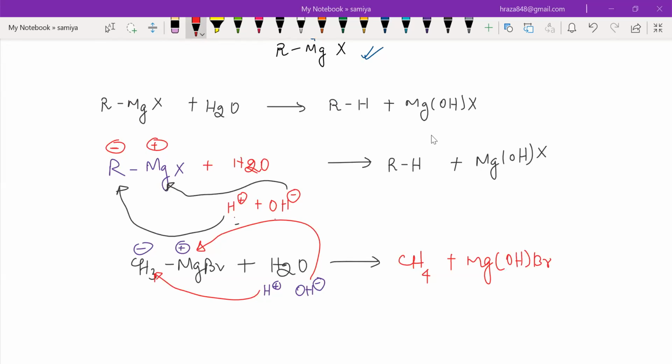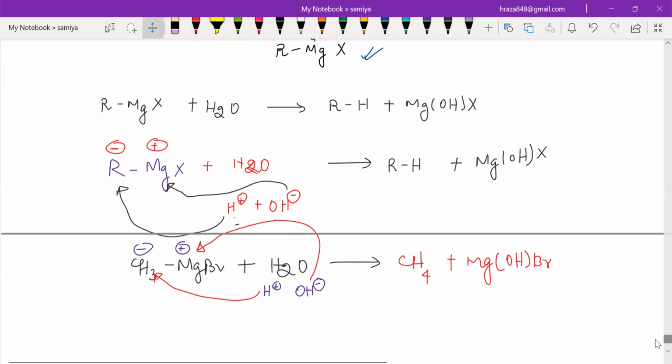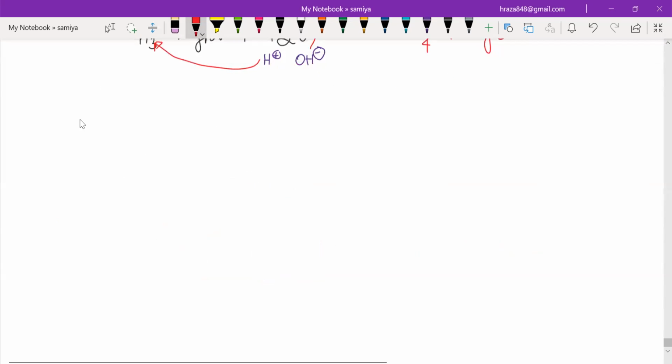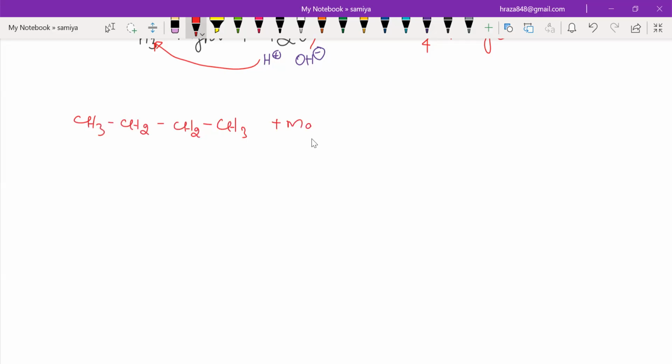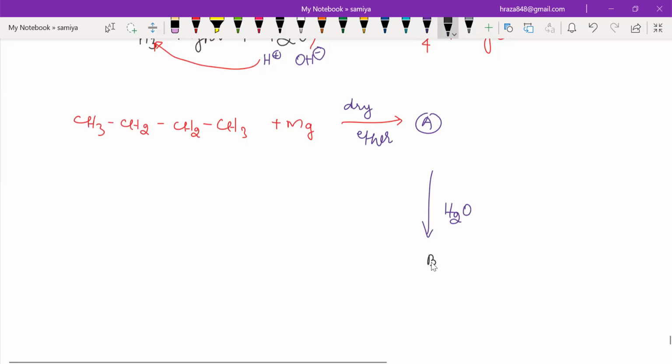Yes, sir. Done. Okay, reaction can be given like this: CH3, CH2, CH2, and then CH2Br. Reacting with magnesium will give A, and the reaction will be carried out in dry ether, because it is very reactive. Then followed by hydrolysis, A will be reacting with H2O, then form B.